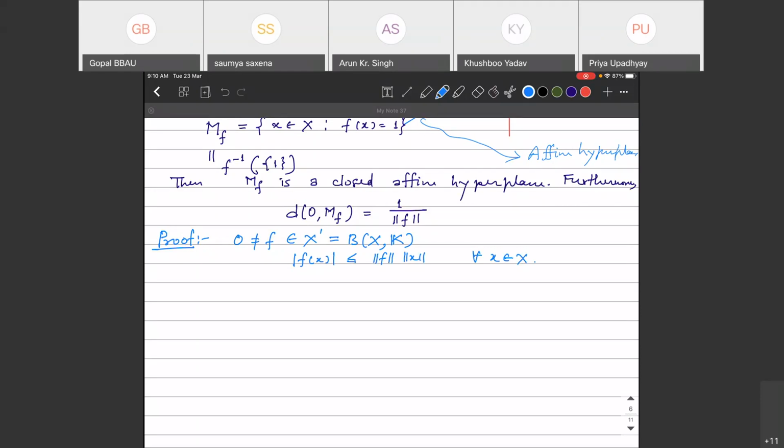Now, how do you define the distance? Okay, let me do the question first. We are in a metric space X. We have a set A. Okay, this is A. We have a point, say x naught. Then how do you define the distance of A from x naught? How do you define this?